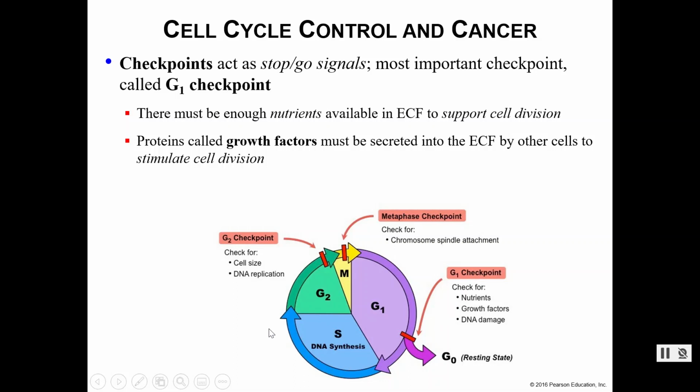Notice that we do have other checkpoints. We have a G2 checkpoint. We're going to make sure that the cell has gotten large enough to split in half. We're going to check and make sure DNA replication has finished, and we finished it successfully. Everything looks good. And then as we move through mitosis, we have a metaphase checkpoint. We're going to make sure that those chromosome spindles have attached and lined up those chromosomes in that nice neat line at the metaphase plate, so everybody will get separated equally.